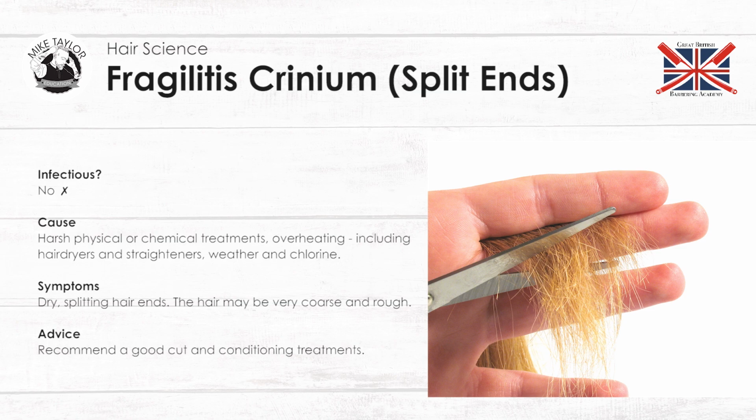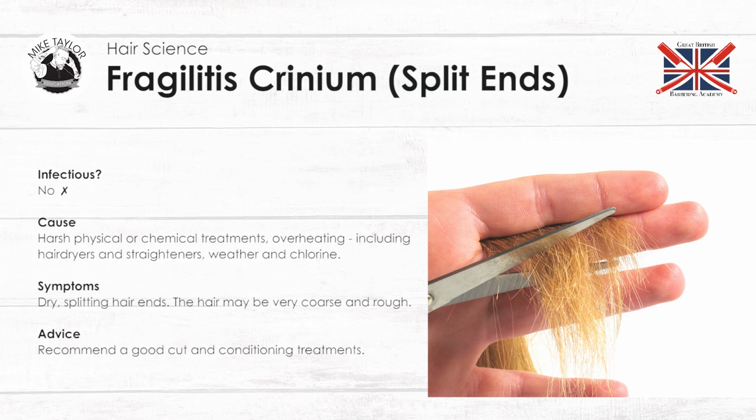Fragilitis cranium, or split ends. They aren't infectious, and the cause is harsh physical or chemical treatments, overheating, including hairdryers and straighteners, weather and chlorine. You will see dry, splitting hair ends, and the hair may sometimes be coarse and rough. You should advise a good haircut and conditioning treatments.